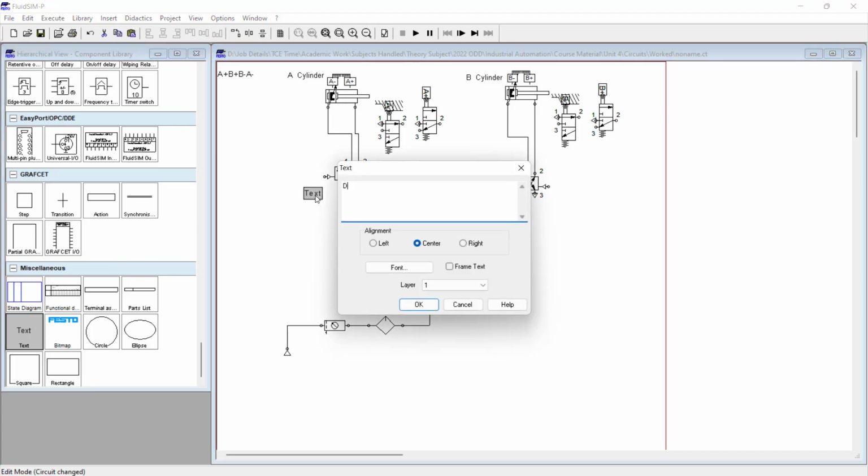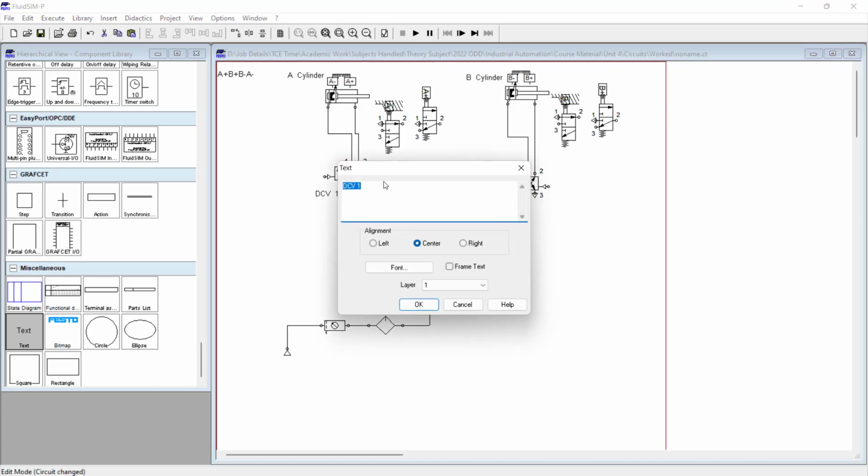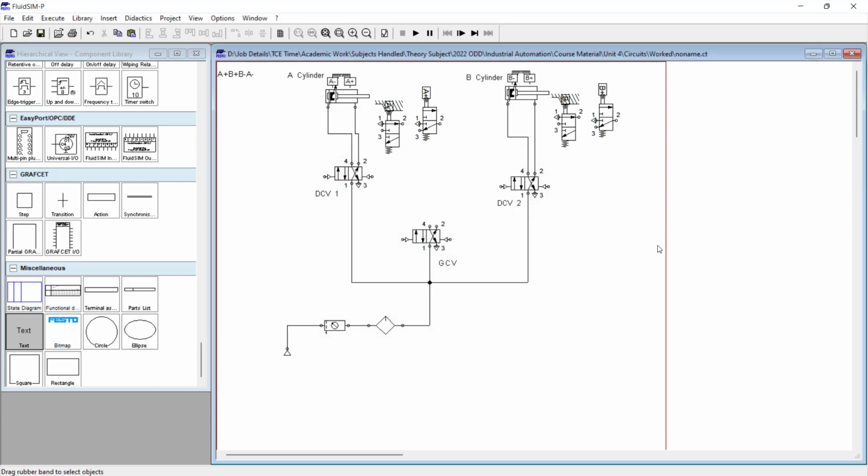And this is DCV1, direction control valve 1. Just copy and paste it here. This will be the DCV2.